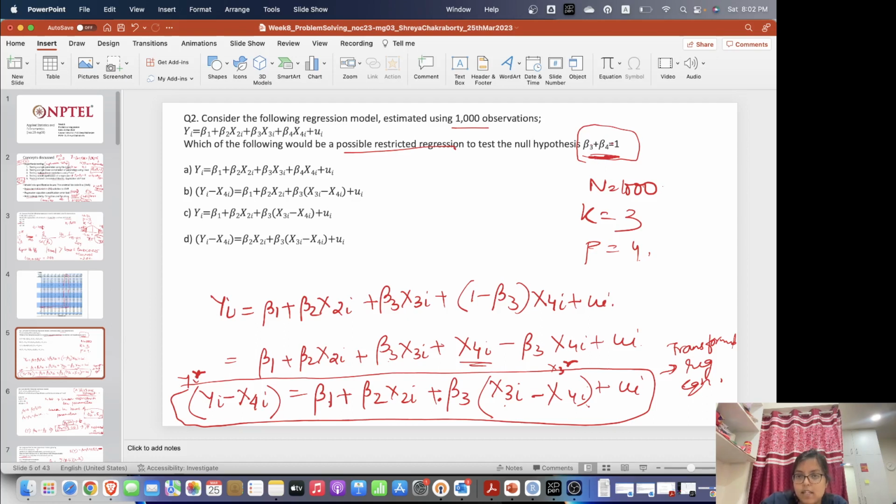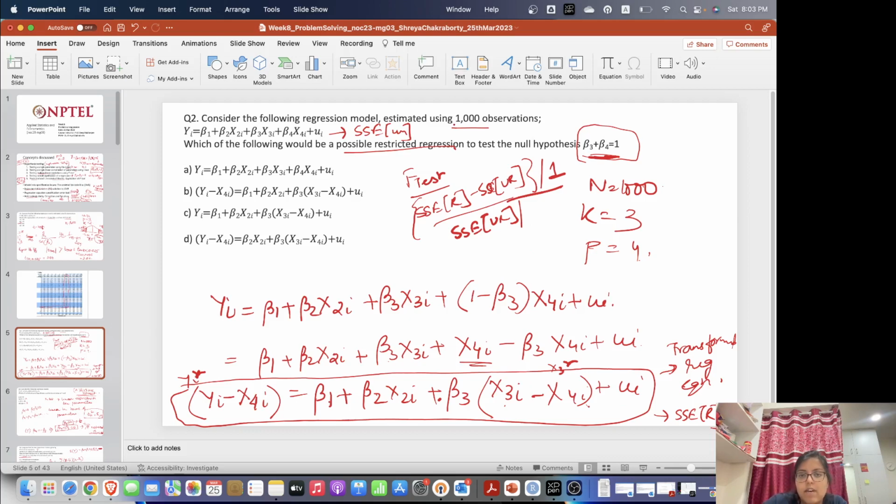Now if I have to test this one, from this original model we are going to get the sum of squares unrestricted. From this transformed model we are going to get sum of squares restricted, and then we are going to apply this f test that we were talking about: sum of squares error restricted minus sum of squares error unrestricted, divided by the number of restrictions. We had only one restriction, beta 3 plus beta 4 equal to 1, divided by sum of squares error unrestricted by df of the unrestricted.